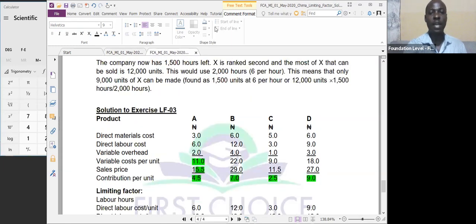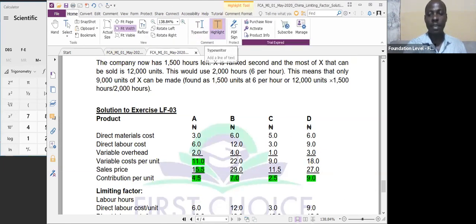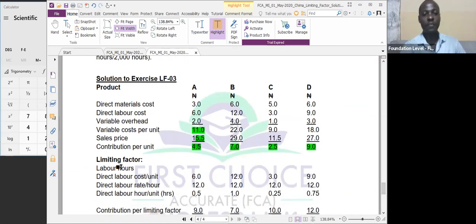So let's see here how we get our direct labor hours. We see that our limiting factor is labor hours, and we are given direct labor cost per unit, 6 naira and so on. This 6 naira is what we paid when we did A. And we are told that the rate we use in paying direct labor hours is 12 naira. So you simply do 6 naira divided by 12 naira per hour, which gives you 0.5. So it is this 0.5 that is your direct labor hours per unit.